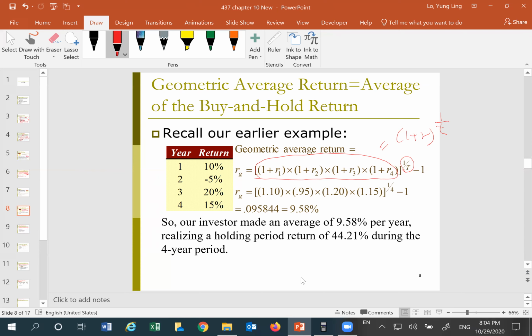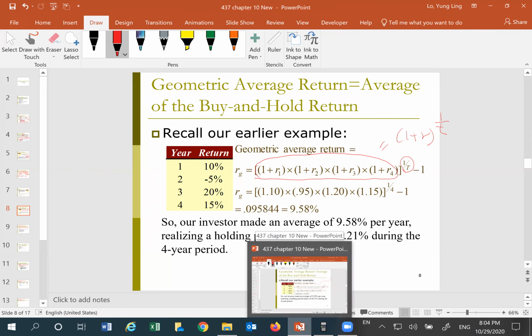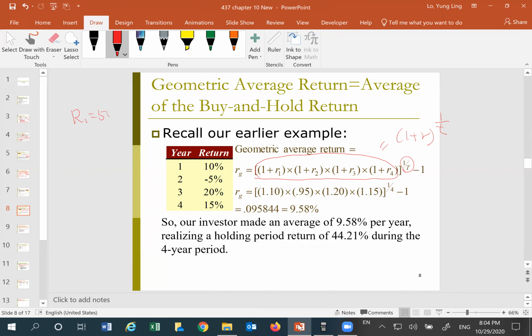Okay, so if I use the same set of numbers that we have been using, again, my R1 is positive 50%, while my R2 is negative 50%, okay? Then what would I do? I will plug in my geometric average as 1 plus R1, which gives me 1.5, and times 1 plus R2, so 1 plus a negative 50%, it gives me 0.5. Now, that's the compound return. To calculate the average of the compound, I take power of 1 over 2 observations, then minus 1.